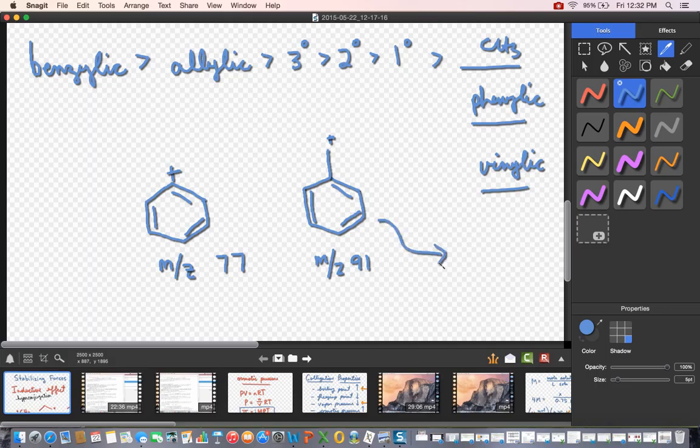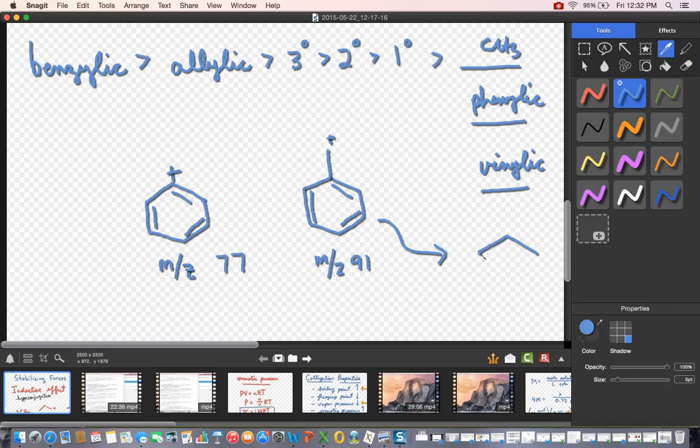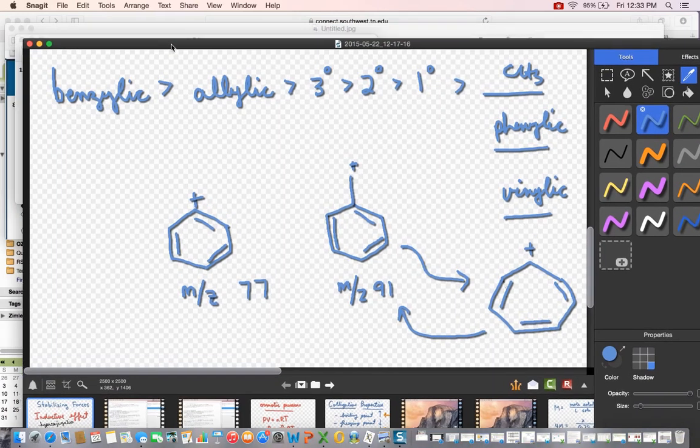In the mass spec, this actually rearranges to give an aromatic ion called a tropylium ion, which is an aromatic 7-membered ring. And this is where we get the mass to charge of 91. So let's go back to the question now and put all of this together.